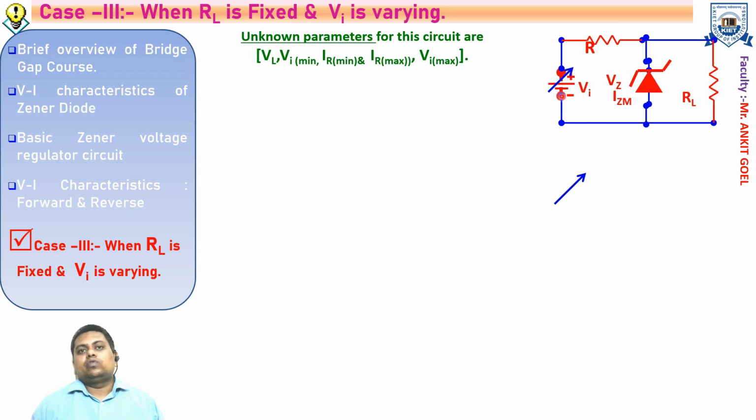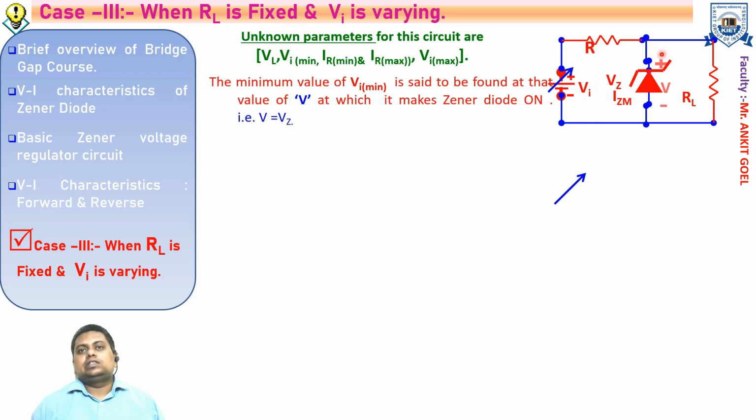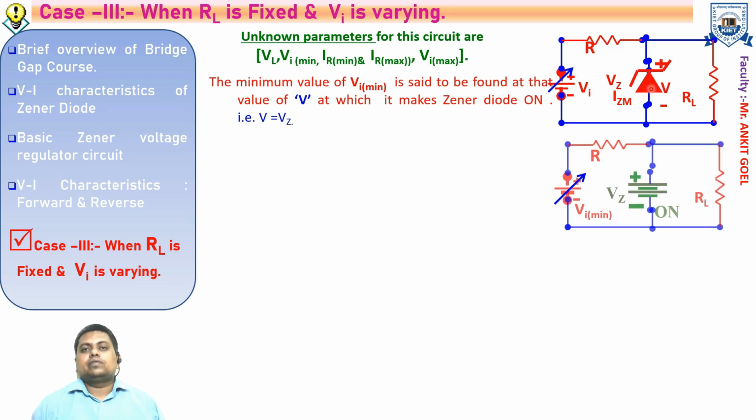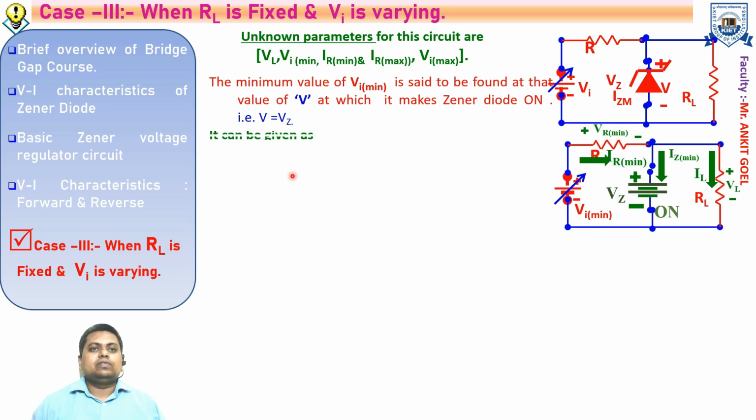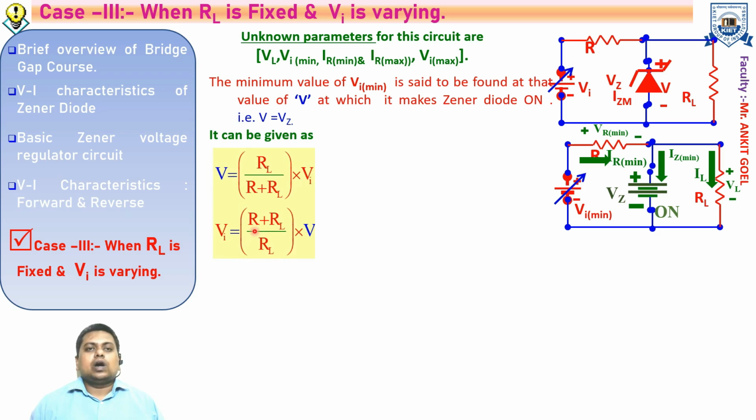So first you need to find the value of the Vi. To find the minimum value of the Vi, which makes this Zener to be in the on state, you just use the previous methodology as in case 2 or case 1. So just replace the diode and find the value of V, as we already know that V can be calculated as RL upon R plus RL into Vi. Calculate the input voltage value Vi in terms of the V. Vi is equal to R plus RL upon RL into V.